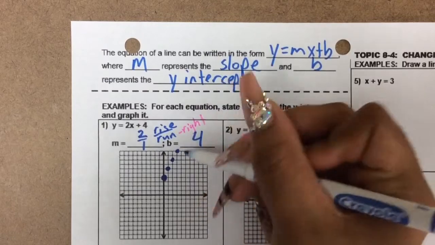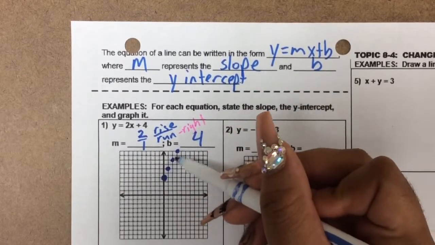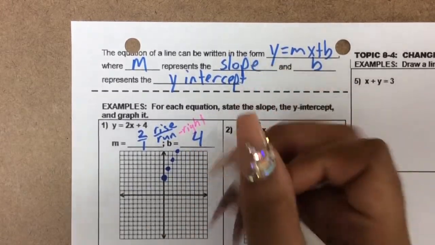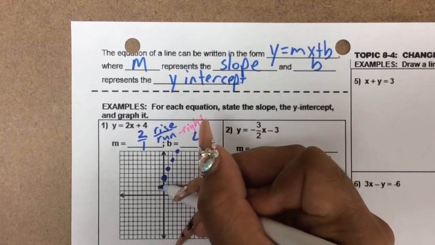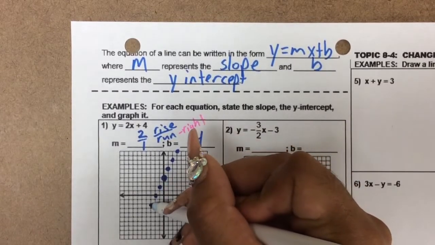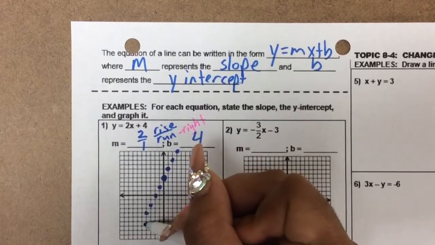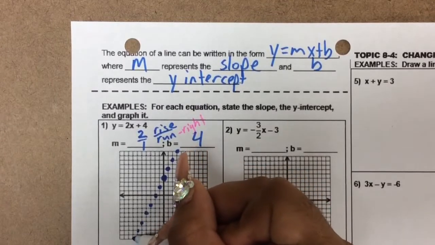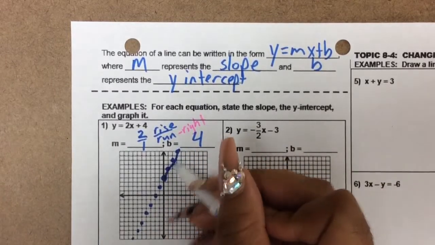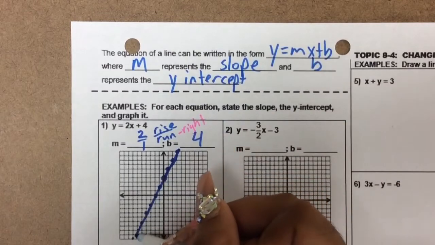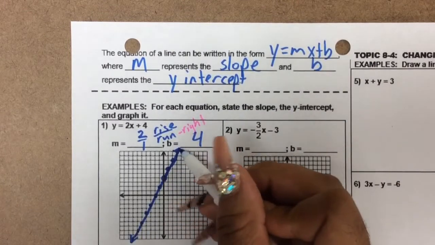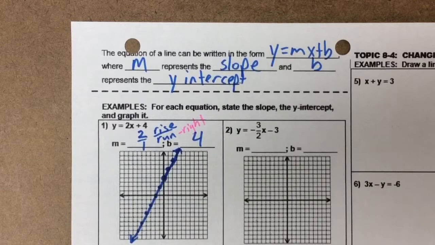Rise 2, run 1. Now I've run out of room, so now I'm going to go in the opposite direction, left. Down 2, left 1. Now I'm going to go all the way across. Draw arrows at the end, and that's my linear equation.